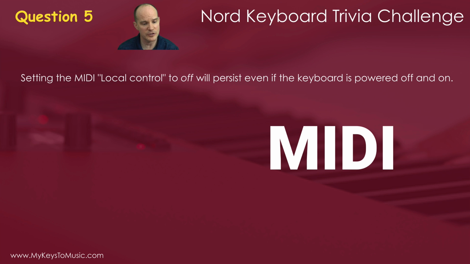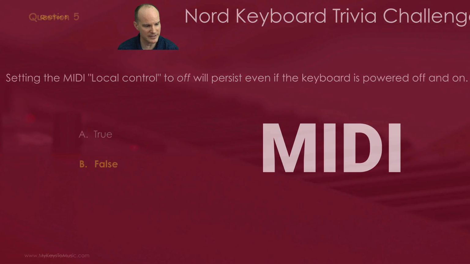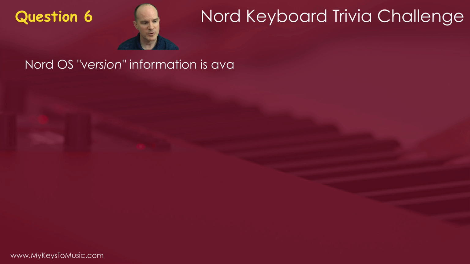Setting the MIDI local control to off will persist even if the keyboard is powered off and on. The answer is false. If you set your local control to off, turn the keyboard off, and then turn it on again, the local control will be back on. So that's something to be aware of. Not a lot of people know that, and that's just one little tiny line in the manual that talks about that. All right, question number 6.